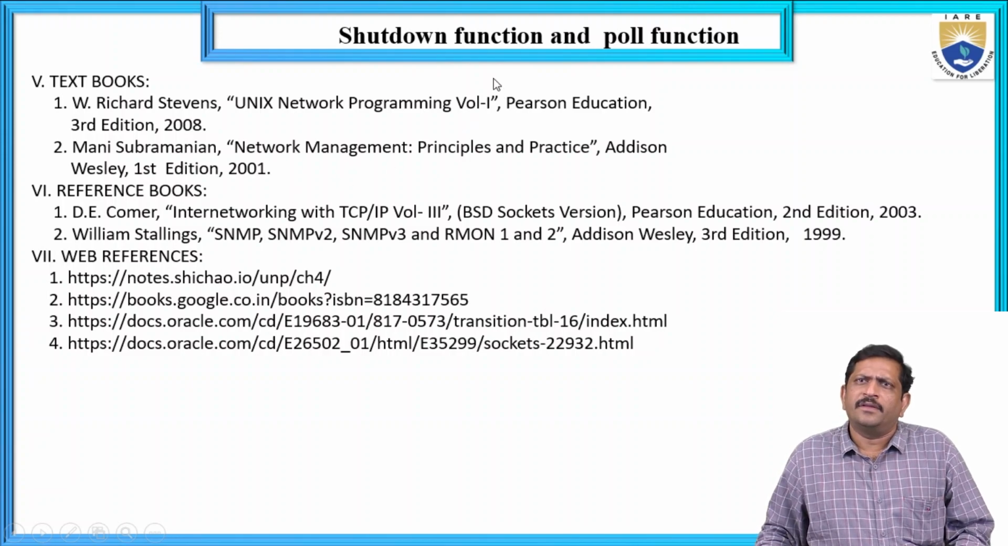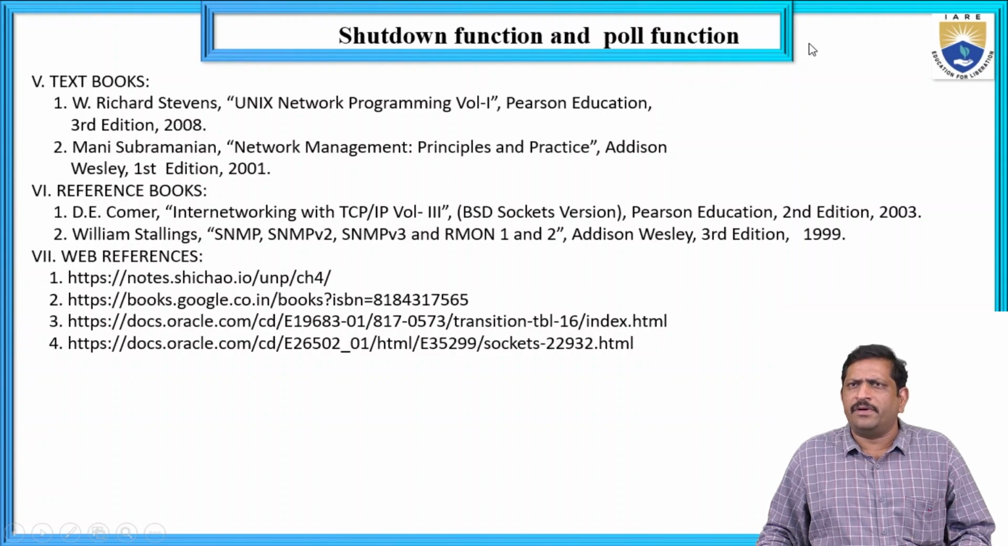The main agenda here is the shutdown function and poll function. By using the shutdown function, we can disable receiving and transmitting data at both the sender side and receiver side. By using the poll function, we can select the particular identified device, and we can shut down the system. Shutting down means disabling the data from the selected device.